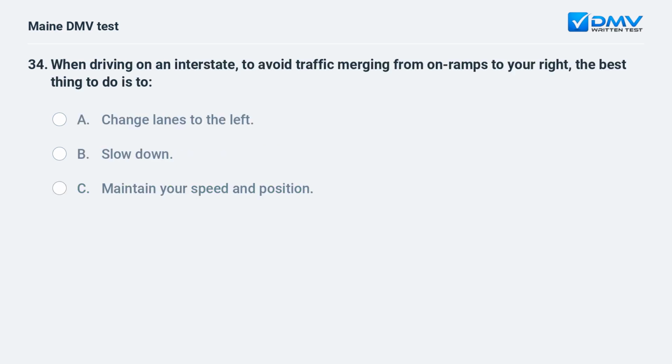When driving on an interstate, to avoid traffic merging from on-ramps to your right, the best thing to do is to: A. Change lanes to the left. B. Slow down. C. Maintain your speed and position.